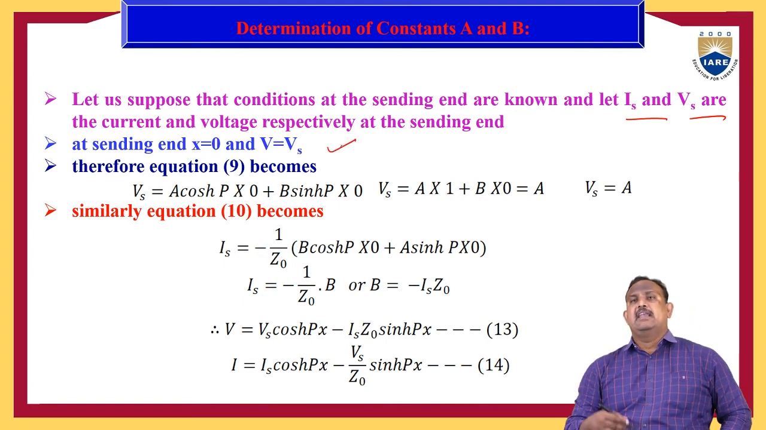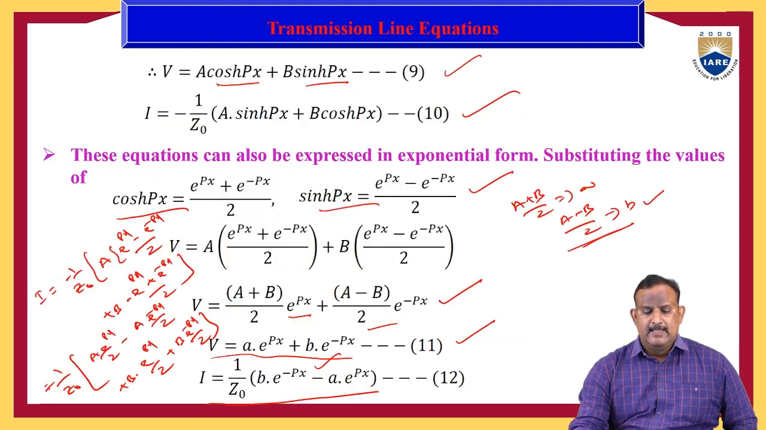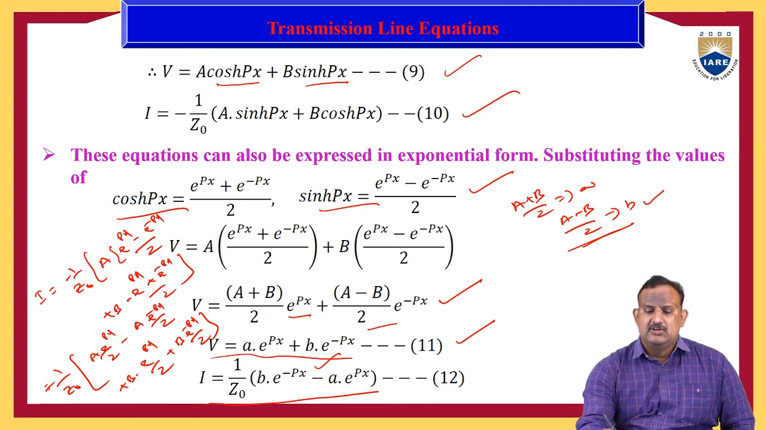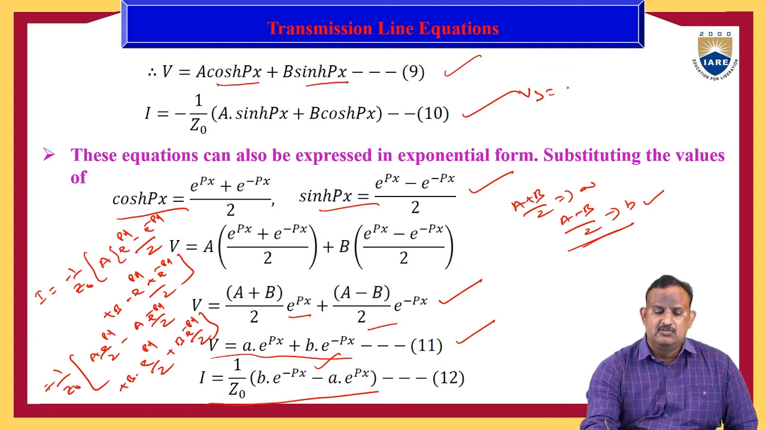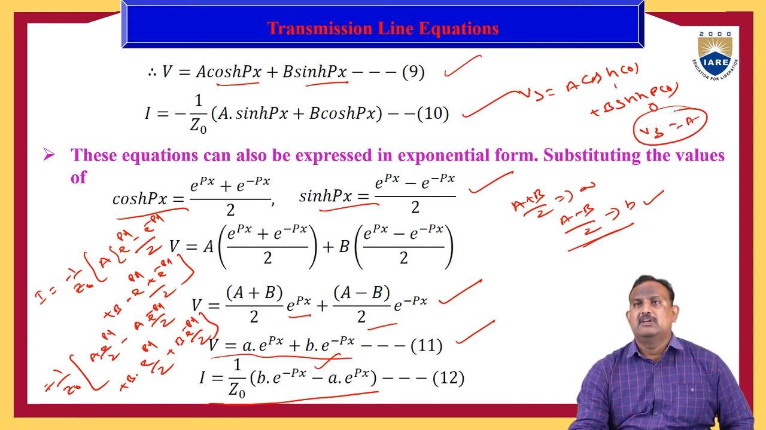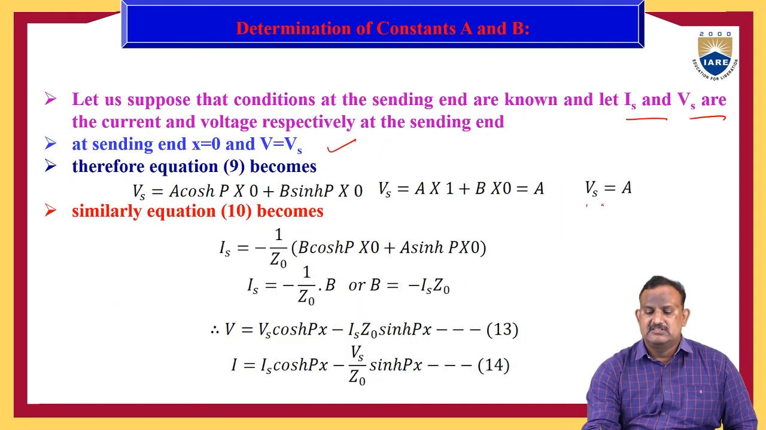Therefore, what is equation 9? Equation 9 is V is equal to A cosh px plus B sinh px. In place of x, substitute 0, and in place of V, substitute Vs. Therefore, Vs is equal to A cosh(p·0) plus B sinh(p·0). Sinh 0 is 0 and cosh 0 is 1. Therefore, Vs is equal to A.